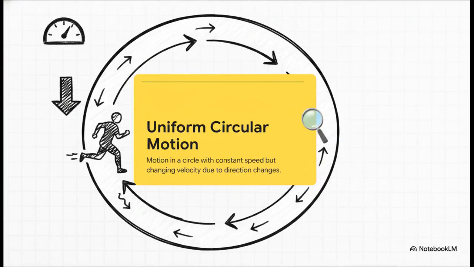Finally, let's tackle uniform circular motion. Imagine an athlete running around a circular track at a perfectly steady speed. The speed is uniform, right? But remember, velocity is a vector. It requires direction. Because the circular path forces the runner's direction to shift at every single microsecond, the velocity is continuously changing. And since a change in velocity over time is the literal definition of acceleration, uniform circular motion is always considered an accelerated motion, even if the speedometer never moves.